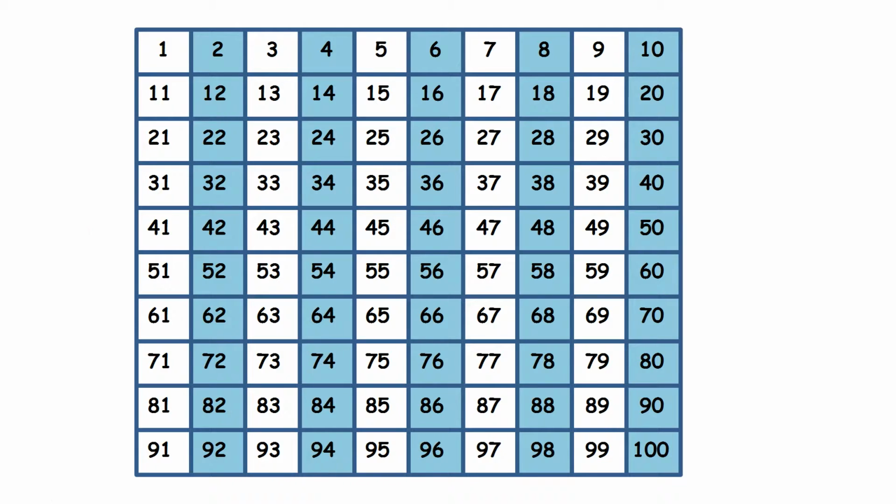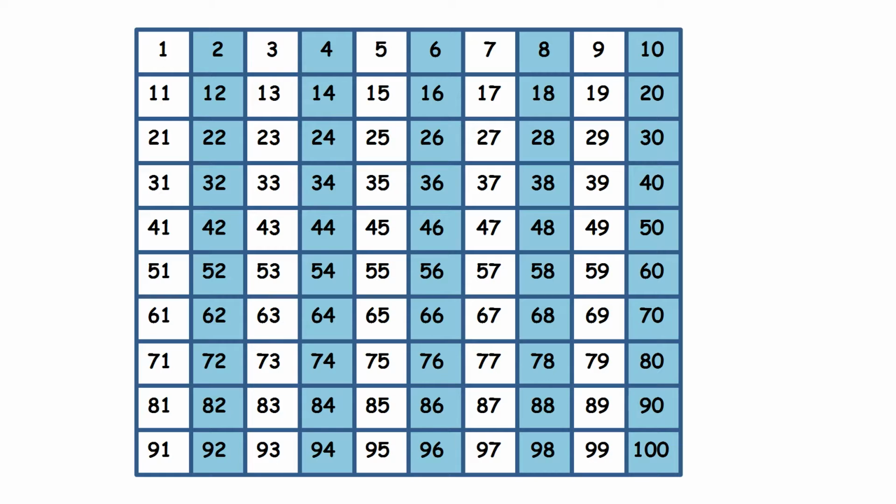Well, they all have a units digit of 2, 4, 6, 8 or 0. And as well as multiples of 2, we have a special word for these numbers. We call them even numbers. So numbers that have a units digit of 2, 4, 6, 8 or 0 we call even numbers.